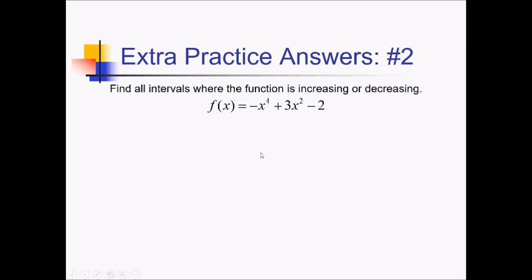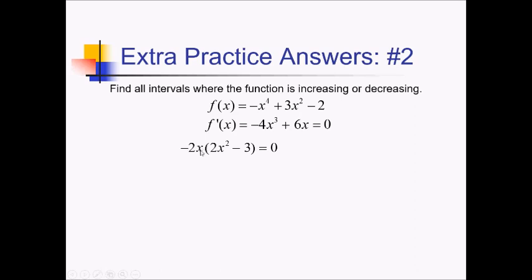For this problem, we're trying to figure out where this function is increasing or decreasing. So let's start by finding the derivative and some critical values. We've got negative 4x to the third, followed by 6x. And I'm going to set this equal to 0 and solve for x now. So I can factor out a 2. A negative 2 actually. That'll leave me with 2x squared minus 3.